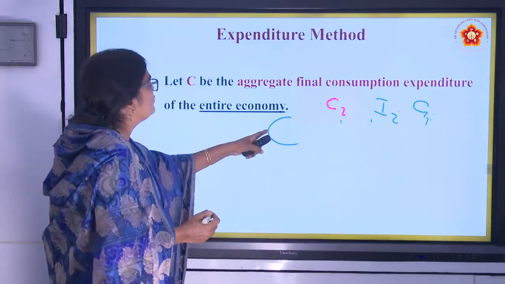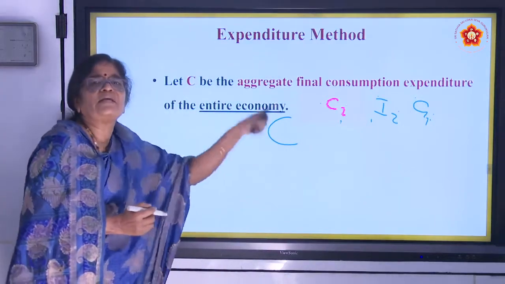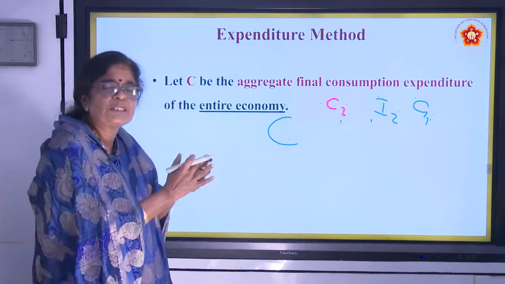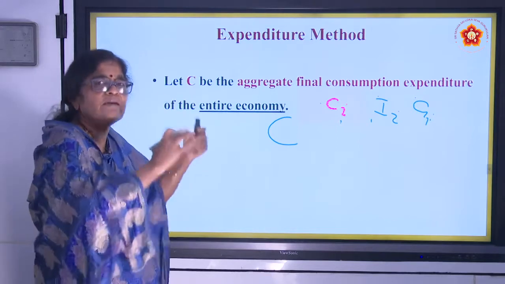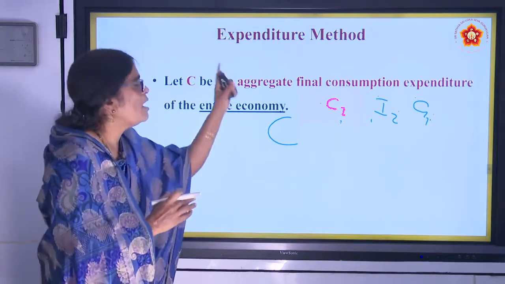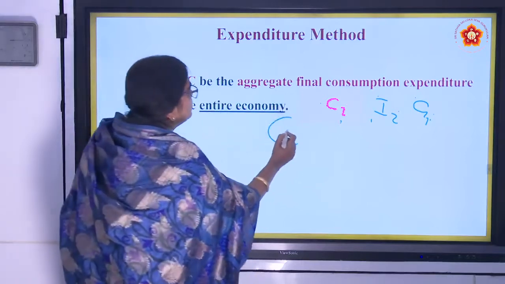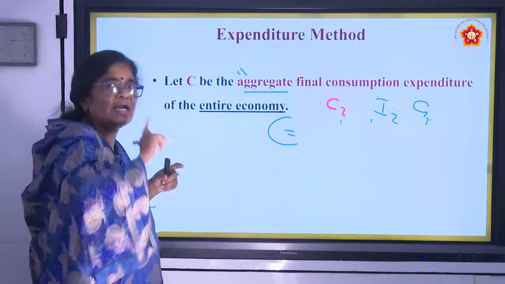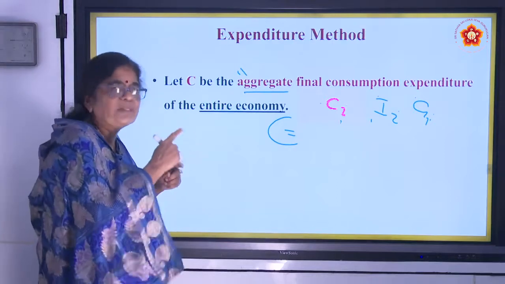Now capital C, what is this? This is the aggregate final consumption expenditure. That means it includes all the consumption expenditure, all the investment expenditure, all the government expenditure, and all the expenditures by foreign countries. It is denoted by C. C is called aggregate. Aggregate means you are aggregating all the sectors' expenditure.